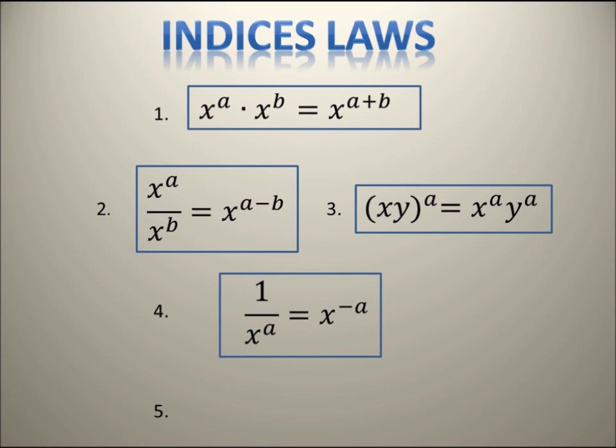The fourth law, which you received in the last video, is 1 over x to the power a equals x to the power minus a. And finally, the last one is x to the power 0 equals 1. And there you have it, the 5 indices laws. I hope everything's been clear.